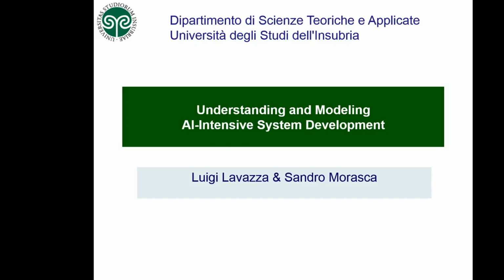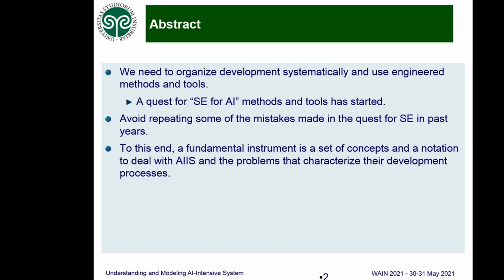The paper deals with a method to describe the concepts and activities involved in the development of AI-intensive systems, that is, software systems in which AI plays a determinant role. The motivations of the work stem from the observation that the developers of AI-intensive systems are recognizing the need to organize development systematically and use engineered methods and tools. Therefore, a quest for software engineering for AI methods and tools has started.